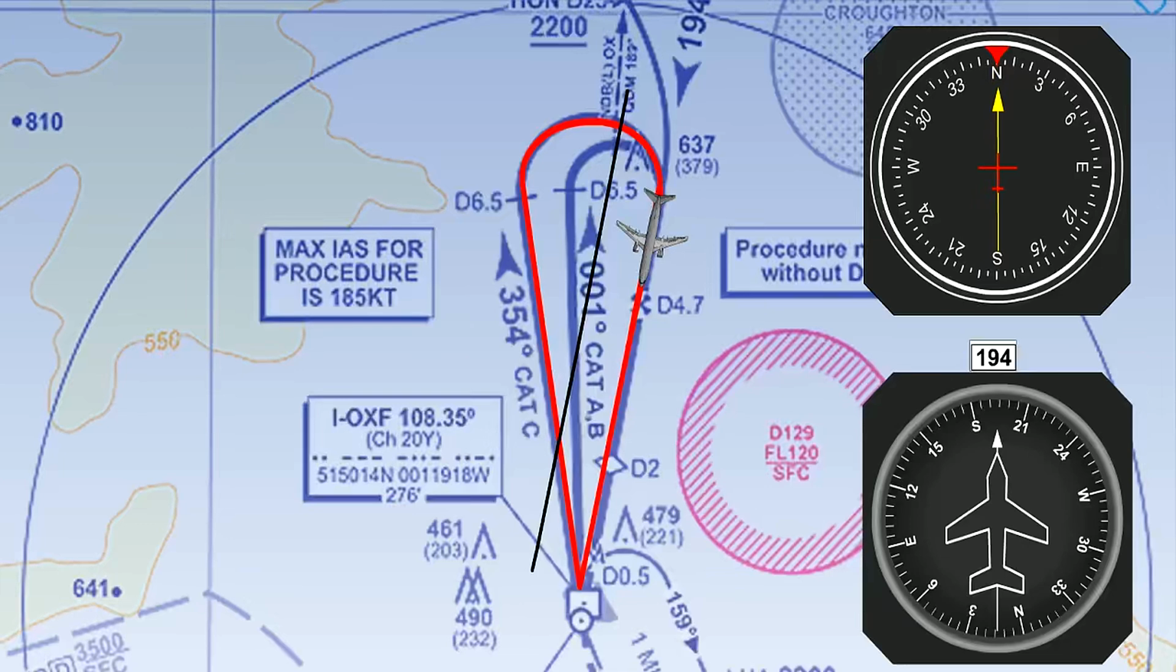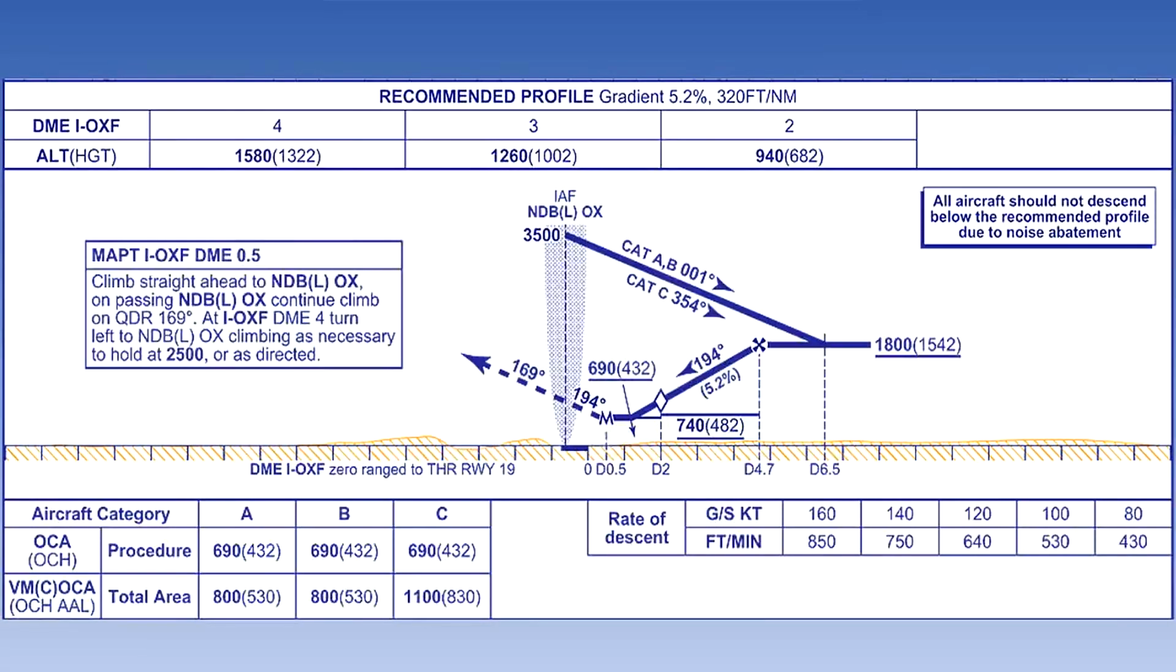Remember that the head of the NDB needle represents its position in relation to the nose of the aircraft. If you maintain 194 degrees on the DI, but the head of the NDB needle is to the left of center, you are still flying on a heading of 194 degrees, but you are being blown off course to the right. If your track is good, you then follow the descent pattern, which is shown on the approach plate.